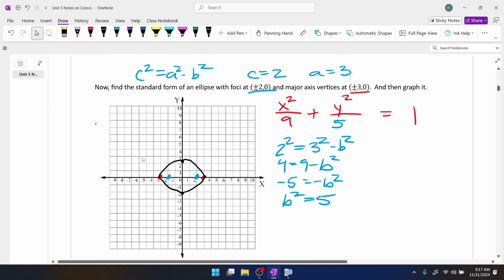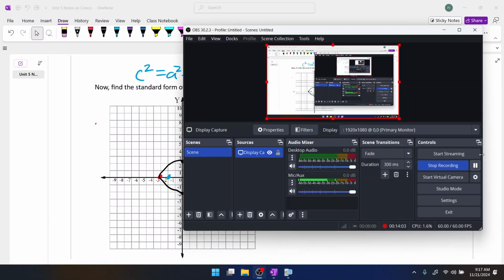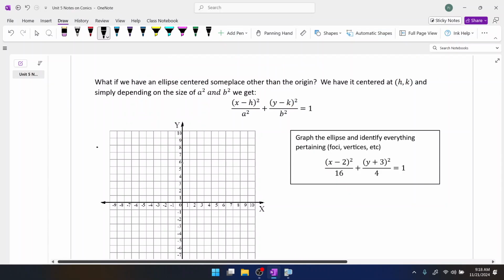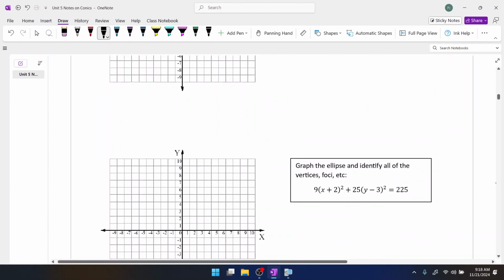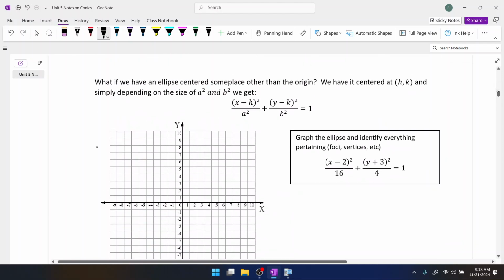Whether the horizontal or the vertical axis is your major or your minor, like in this case, the horizontal axis is going to be your major. In the next case, I think it'll be kind of the same thing, but basically the center for this is going to be located where?